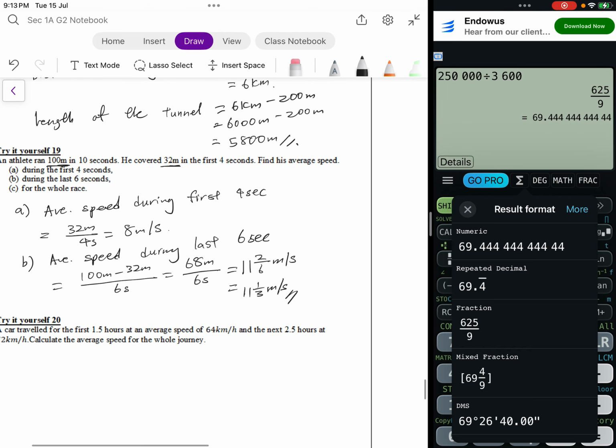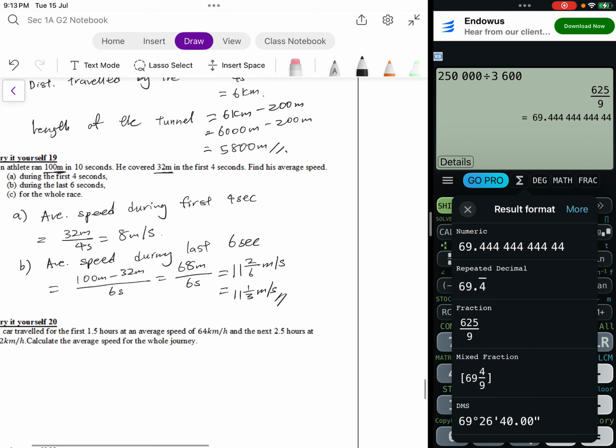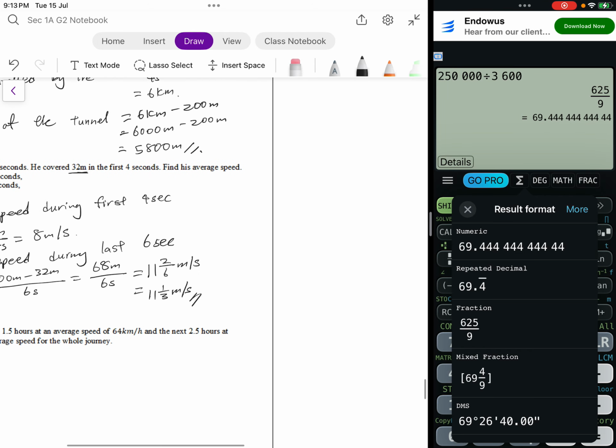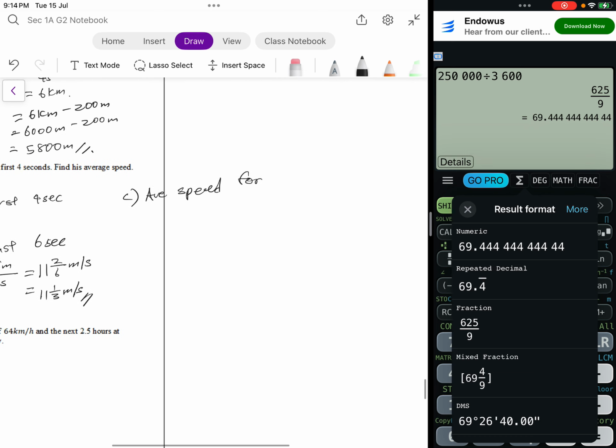Okay, then for the whole race, which is 100 meters in 10 seconds. Okay, I don't have space. Apologies if I didn't give you enough space. So average speed for the whole race. 100 meters divided by 10 seconds, 10 meters per second.